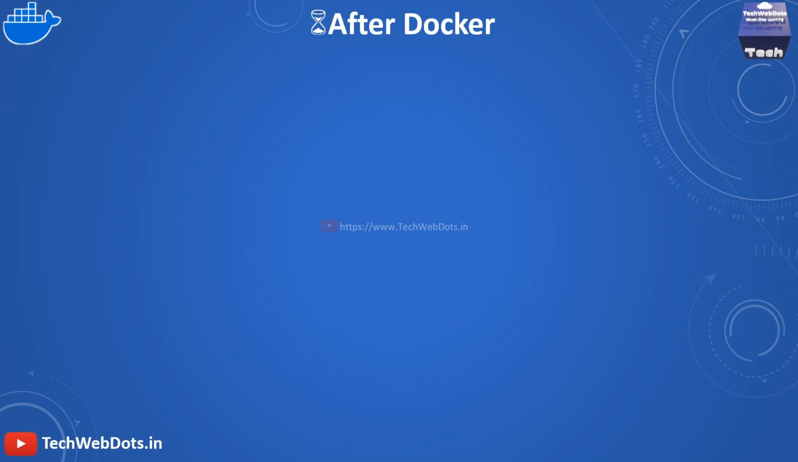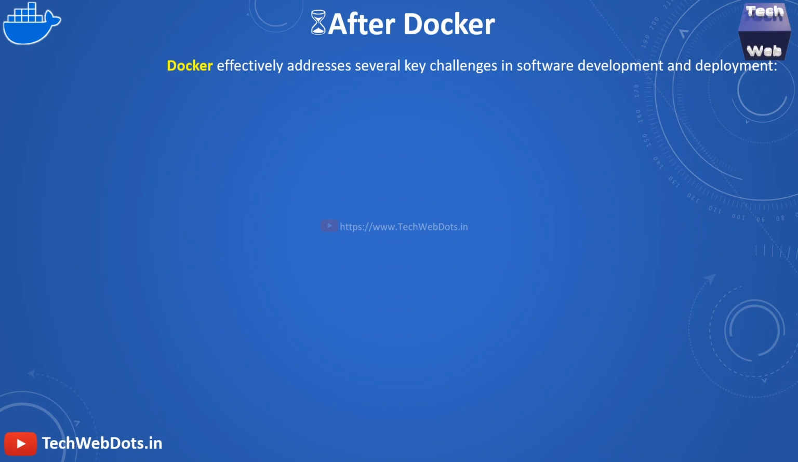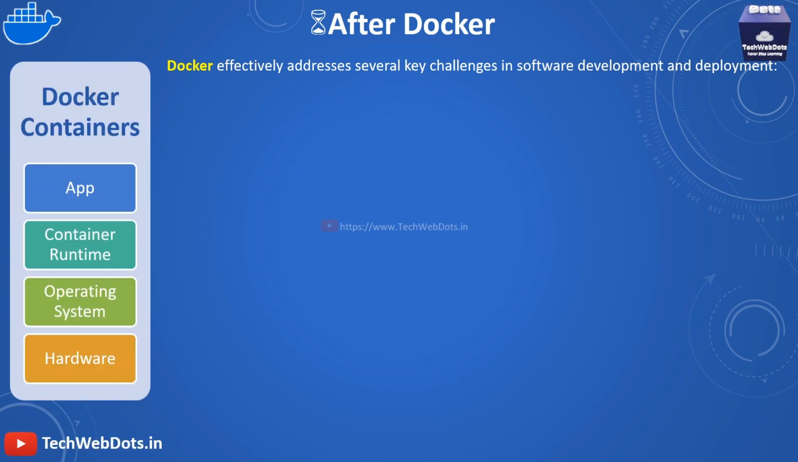Now, when we have Docker, it solved many of these problems. Don't worry, we'll discuss in detail, but I just wanted to show you what changed after Docker. Docker effectively addressed the key challenges in software development and deployment that we have just seen. Those were the problems, and Docker is the solution. The basic architecture for Docker containers has the hardware, on top of it the operating system, then the container runtime, or you can say the Docker engine, and on top of it we run our application. We'll discuss the inner components as well.